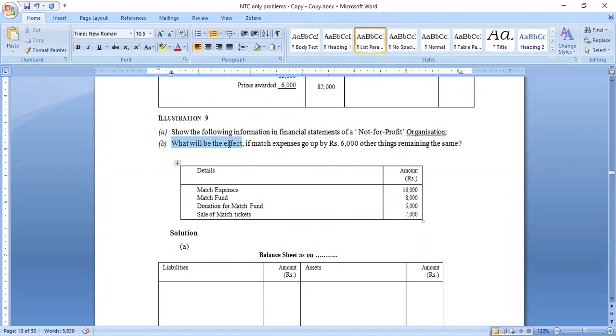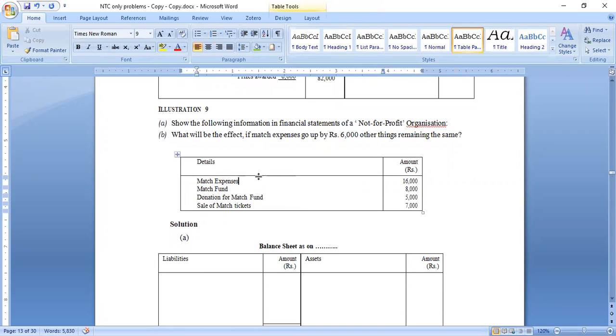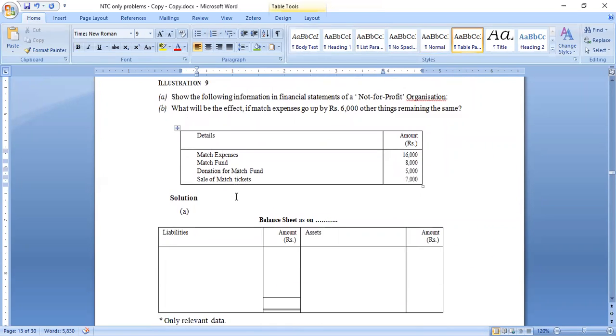So what will be the effect if match expenses go up by 6,000, other things remaining the same? So this match expenses, if it goes up by 6,000, in the sense 22,000, what will be the effect? So how to deal with this special fund, match fund? The same procedure as we applied in the above illustration.